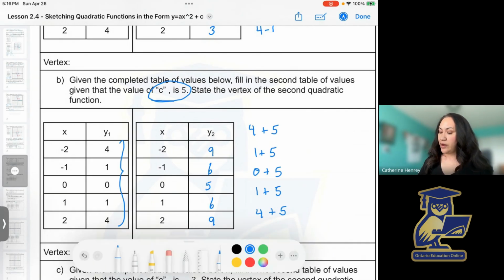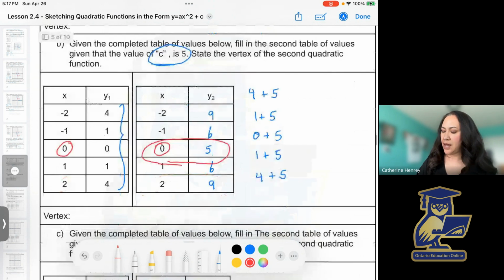Now, where can you spot the vertex? That is always going to occur when our x values are 0. So for table 2, the vertex is going to be at (0, 5).